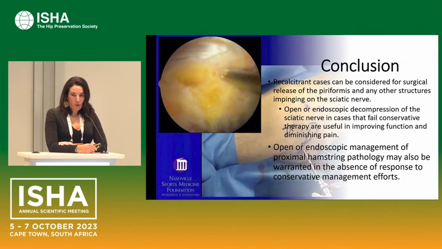And again, when we aren't able to manage them conservatively, we do find that these cases can be considered for surgical release of the sciatic nerve in the case of ischiofemoral impingement or piriformis syndrome, or with these proximal hamstring pathologies, again, do quite well when conservative measures fail.